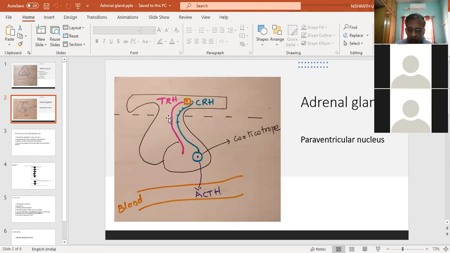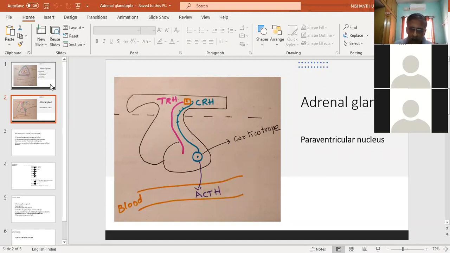I repeat again. This is the hypothalamus, this is the pituitary gland, this is the posterior pituitary, this one is the anterior pituitary. From the hypothalamus, from the paraventricular nucleus, one secretion called corticotropin releasing hormone will be released. It will come and bind to a group of cells called corticotropes. After binding, the corticotrope cells will release one hormone called ACTH, adrenocorticotropic hormone. Once released, it enters the blood circulation and starts to travel. Then where will it go?